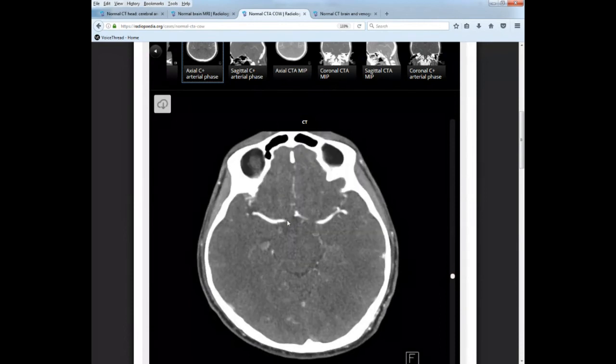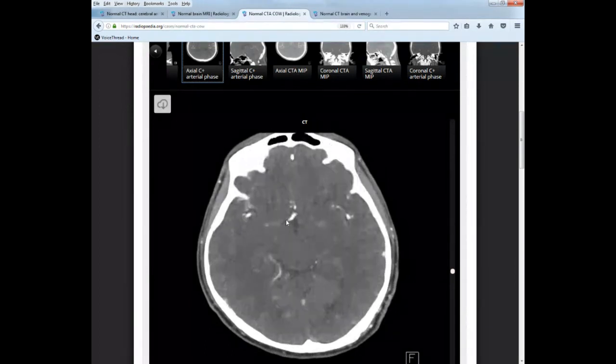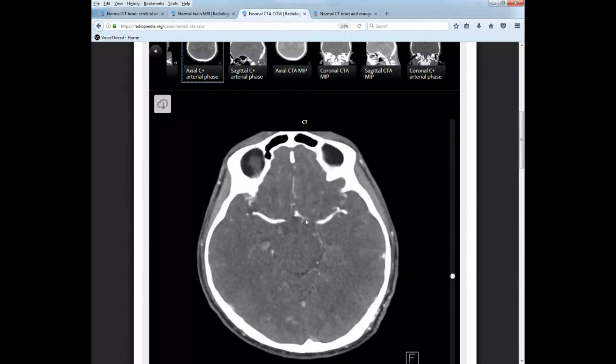And these are going to form the anterior right and left cerebral arteries right here. Right and left anterior cerebral arteries. And then this little guy right here that connects the right and left anterior cerebral arteries is your anterior communicating artery. So this is in the axial C+.